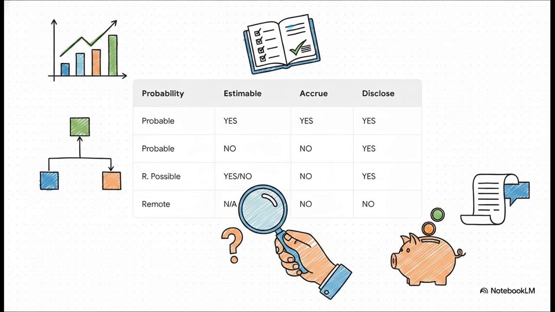So here's the whole logic tree compressed into a nice, repeatable checklist. Probable and estimable? Accrue and disclose. Probable but not estimable? Disclose only. Reasonably possible? Again, disclose only, whether you can estimate it or not. Remote? Generally do nothing. Seriously, keep this matrix handy. It's going to be your ultimate guide.